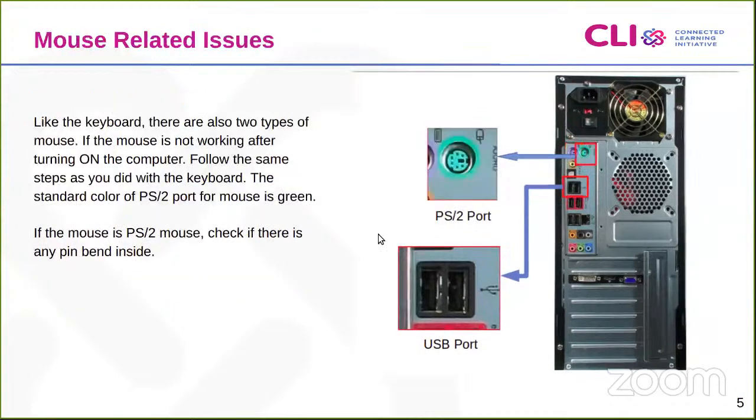Moving on, in the same way, as I told you, the green port is the mouse port where we connect the mouse, and you can see it in the image as well. The same way you can check the mouse also. It may be the issue of the port, or it may be the issue of the mouse connector. So you have to check whether the problem is with the mouse or the port.